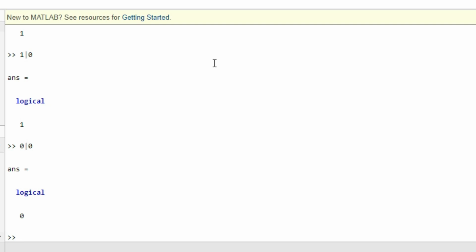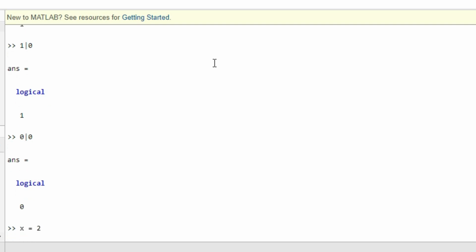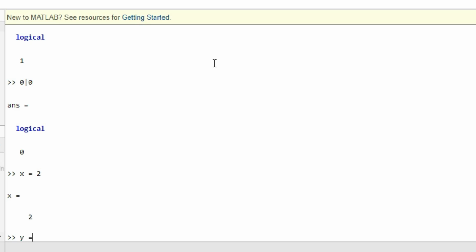So let's try x equal to 2 and y equal to 5, and suppose y is greater than x and x plus 3 equal to y. So it gives 1, which means y is greater than x is true and x plus 3 equal to y is also true. So true and true gives true.